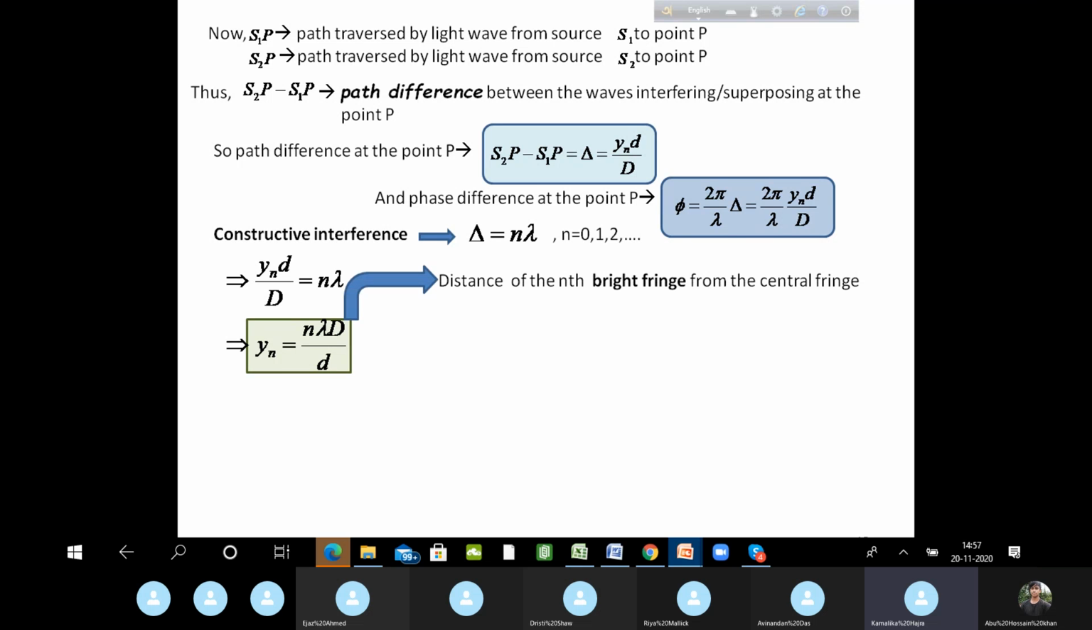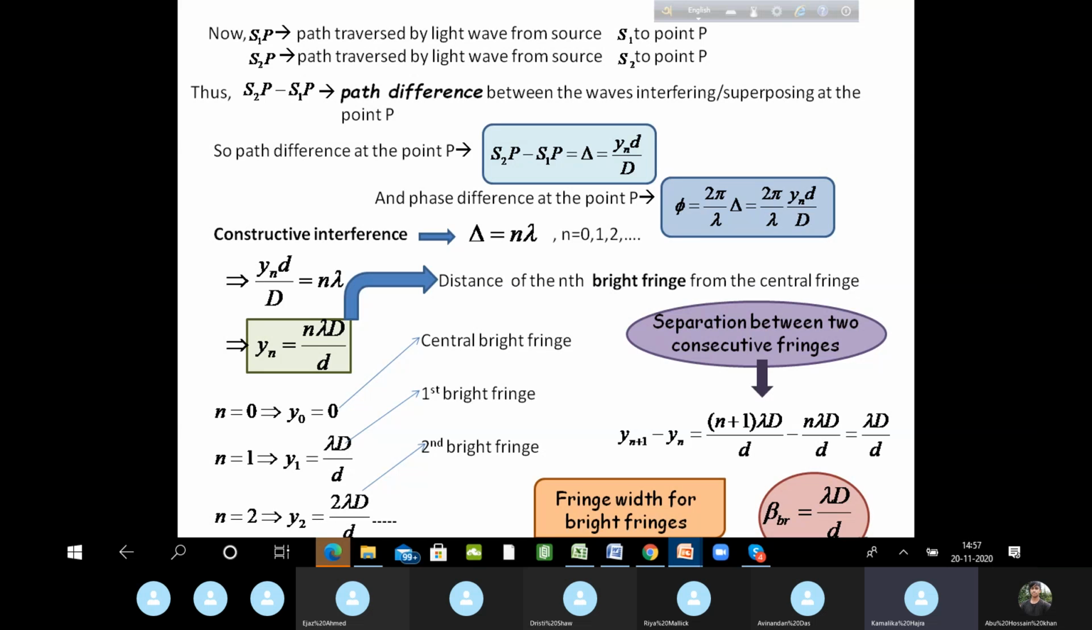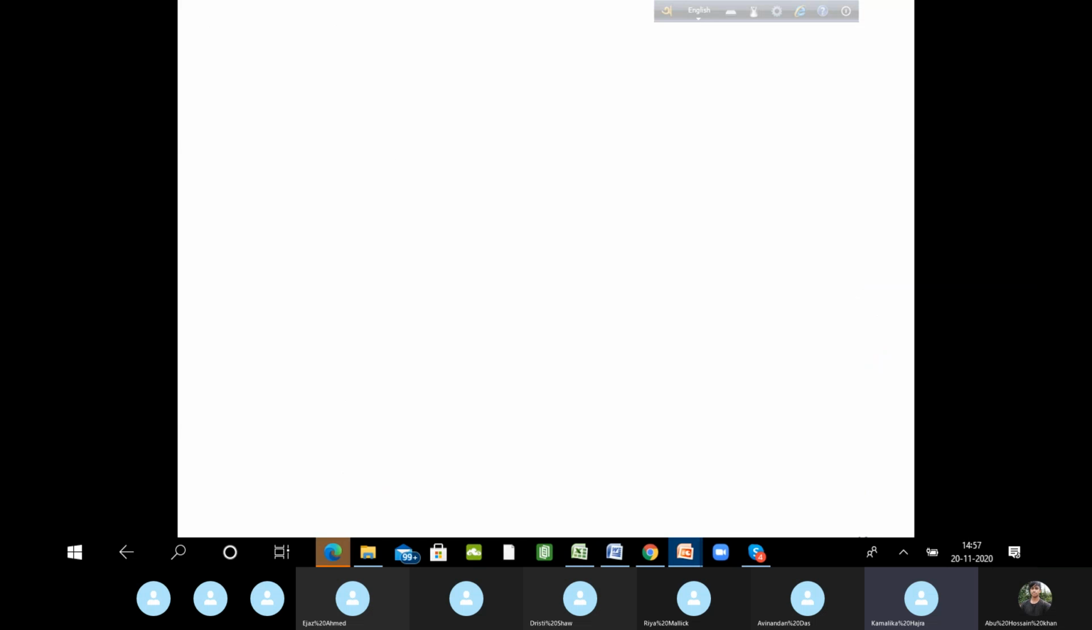So the distance of the nth bright fringe from the central fringe is this. For the central fringe, it is 0. For the first bright fringe, it is lambda D by d. For the second bright fringe, it is 2 lambda D by d, and so on. Separation between two fringes is yn plus 1 minus yn, and it is lambda capital D by d. This is the fringe width for bright fringes.